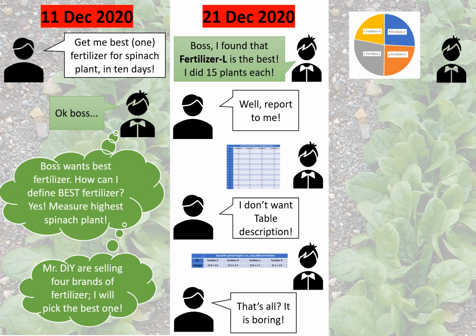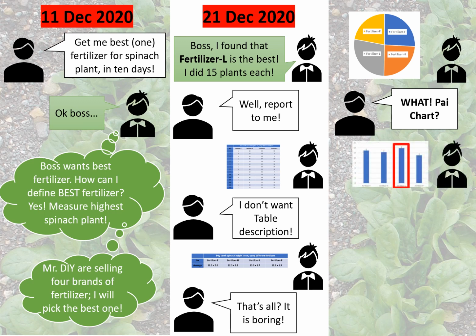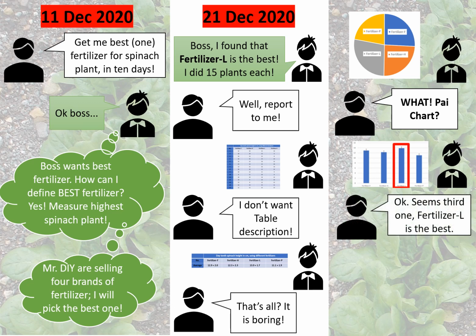Then the staff quickly showed the pie chart. You know what the boss says? "What? Pie chart? It's not relevant, man." Then the stressed staff converted it into a bar chart and showed it to his boss. "Oh, it seems that the third one, fertilizer L, is the best, right?" The staff seems very happy because there's no more follow-up by his boss. He thought, okay, that should be fine.